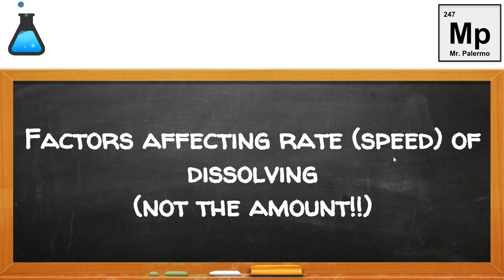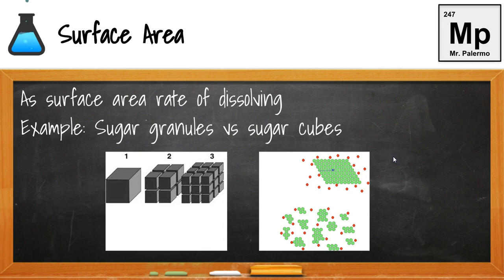Now let's look at the factors affecting the rate, meaning the speed of dissolving, not the amount, not how much we can dissolve like we just talked about, but how fast dissolving happens. The first thing is surface area, the area of the surface in contact with the solvent. As surface area increases, the rate of dissolving also increases.